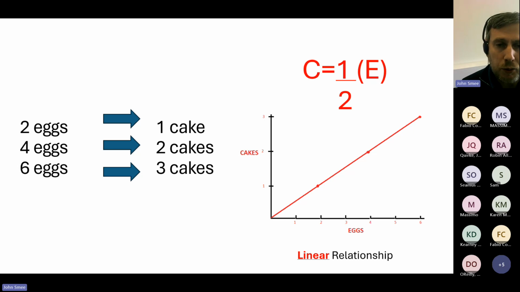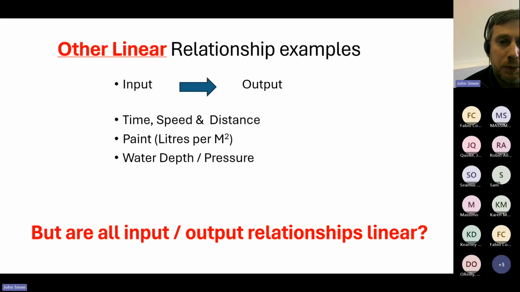The follow-on question is, are there other linear relationships in the world around us that we can use as examples to further understanding? Time, speed, and distance is a really good example of a linear relationship. If you're traveling at a set speed and your destination is twice as far away, it's going to take you twice as long to get there. It's a directly proportional relationship. Likewise, if you're going a set distance and you double your speed, you will reduce your time by a factor of 2, so you'll halve your time.